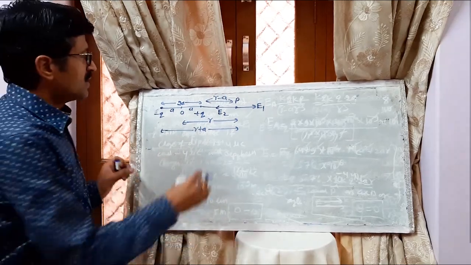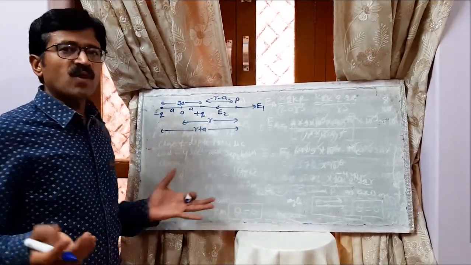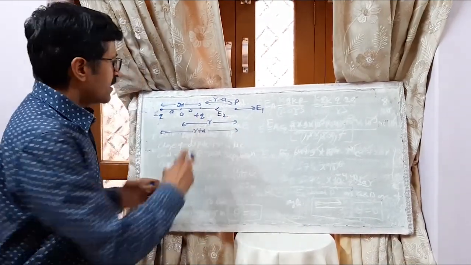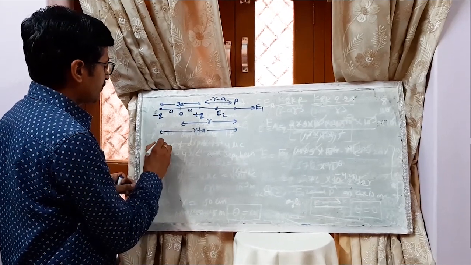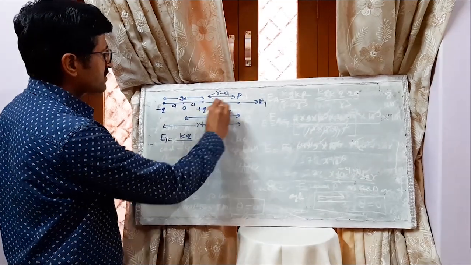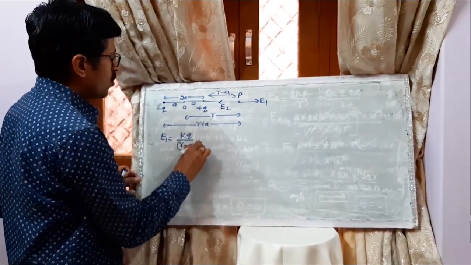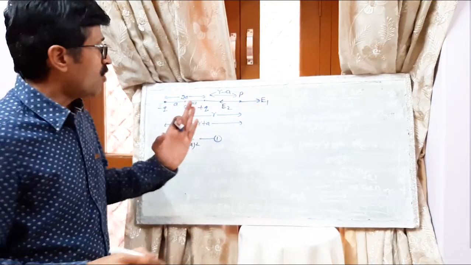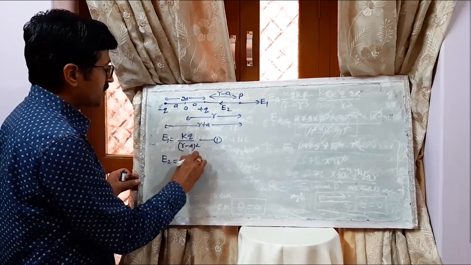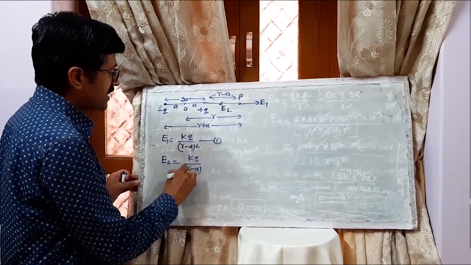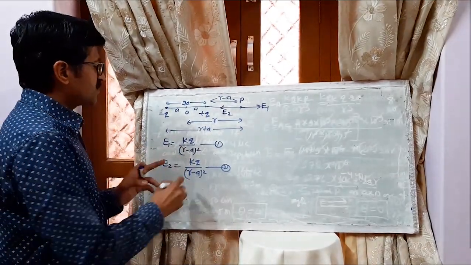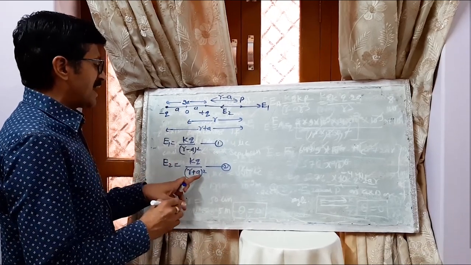It's very simple. Now, what about the electric field intensity? You know the formula of electric field intensity is kq upon r square. Due to the positive charge plus q, the electric field intensity E1 will be kq upon r minus a whole square. This is equation number first. Now, what about the electric field intensity due to the minus q charge? E2 is equal to kq upon, this is r plus a, sorry, r plus a whole square. This is equation number second.